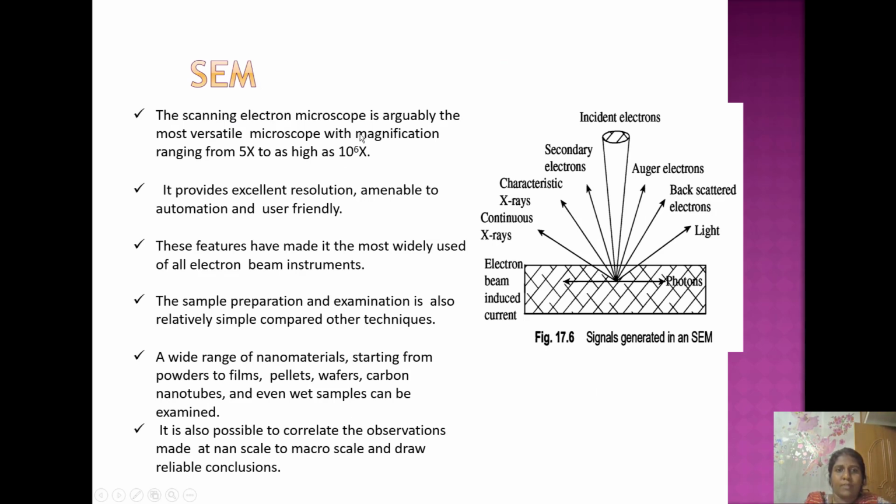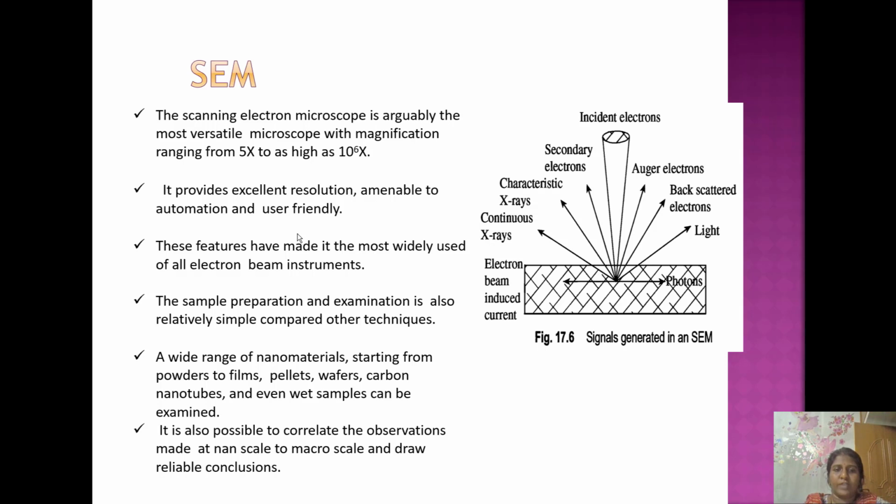The scanning electron microscope is arguably the most versatile microscope, with magnification ranging from 5x to 10 to the power 6x. It provides excellent resolution, is amenable to automation, and is user friendly. These features have made it the most widely used of all electron beam instruments. Sample preparation and examination is quite simple when compared to other techniques.